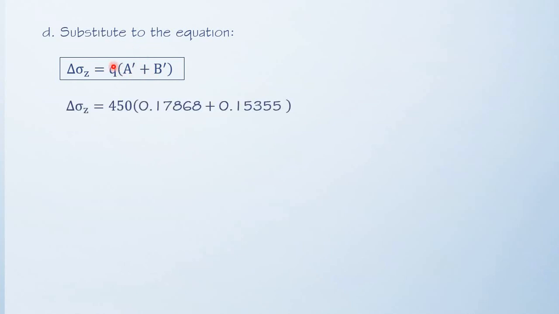So since we already have the values of A prime and B prime, we can now substitute to the equation. Our Q is given to be 450 kilonewton per meter squared multiplied by the value of A prime plus the value of B prime, which we were able to get from the table. Vertical stress increase is 149.5035 kilopascal. That is now our answer.